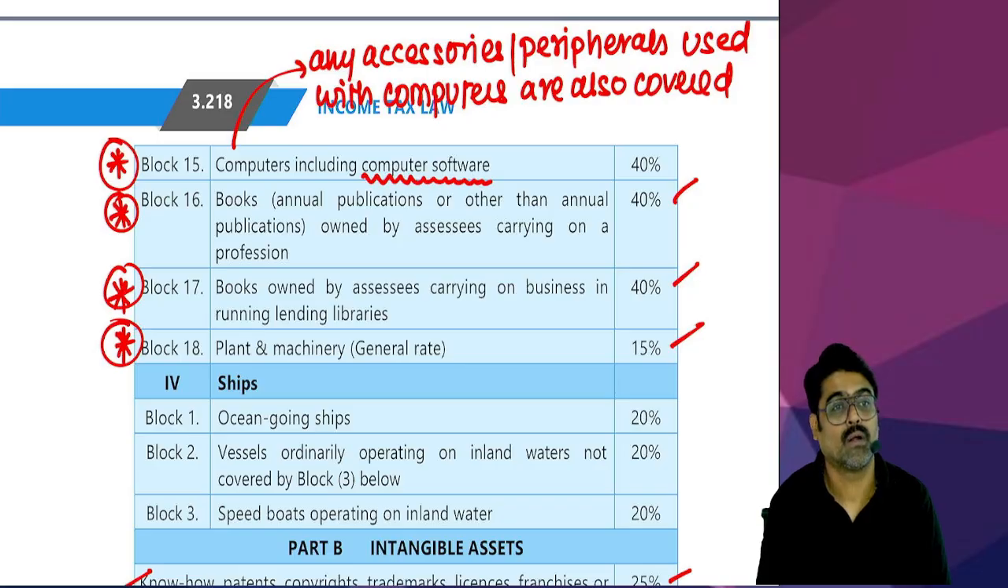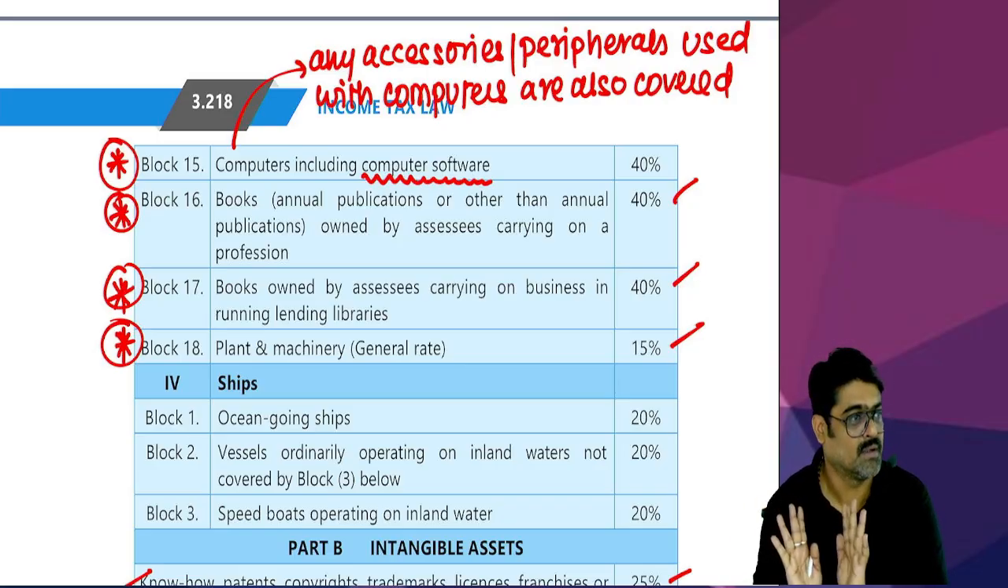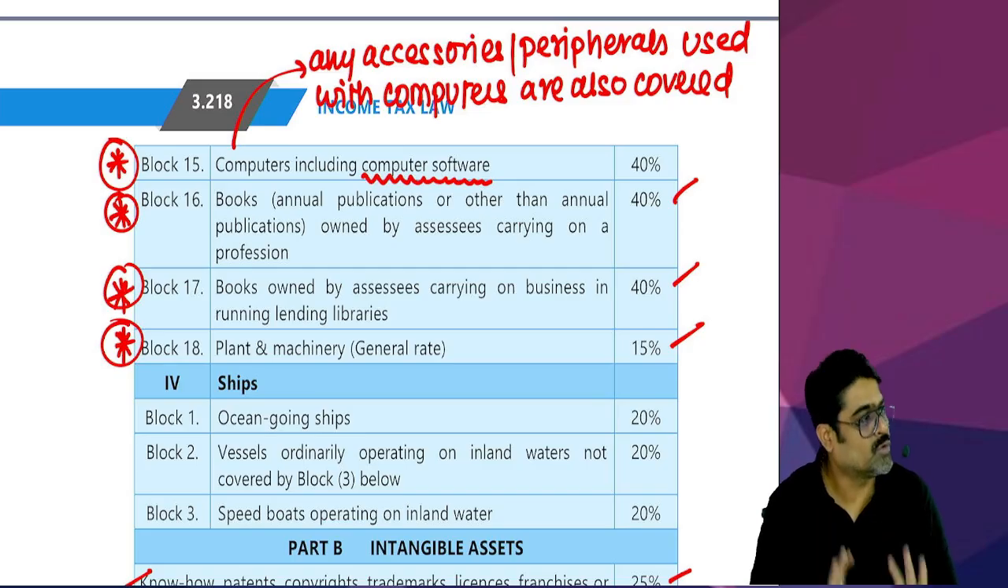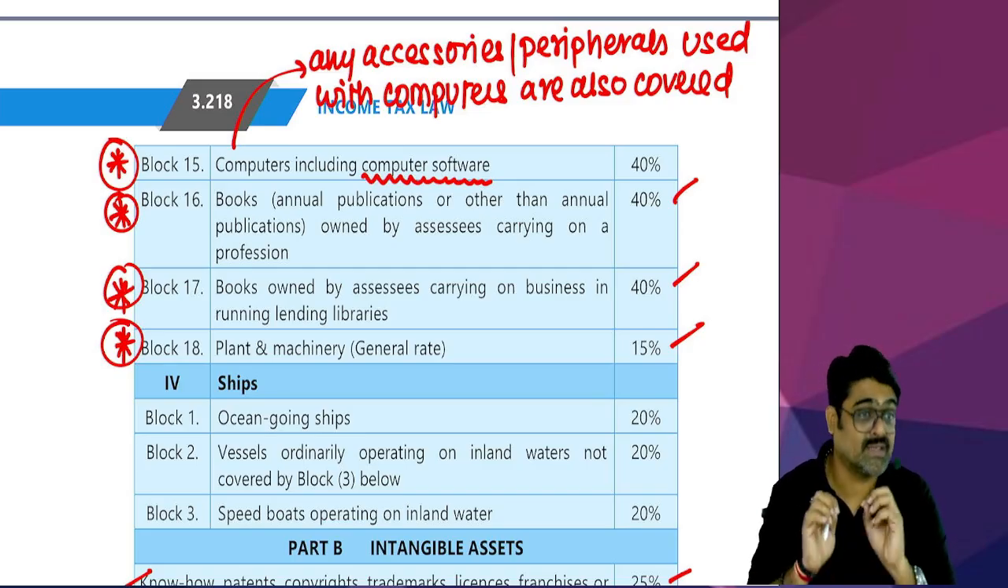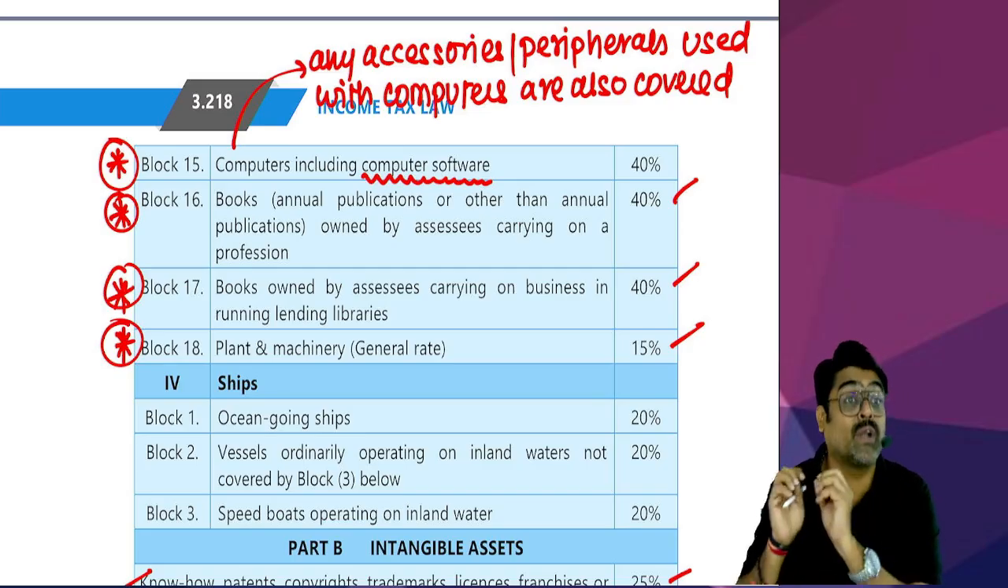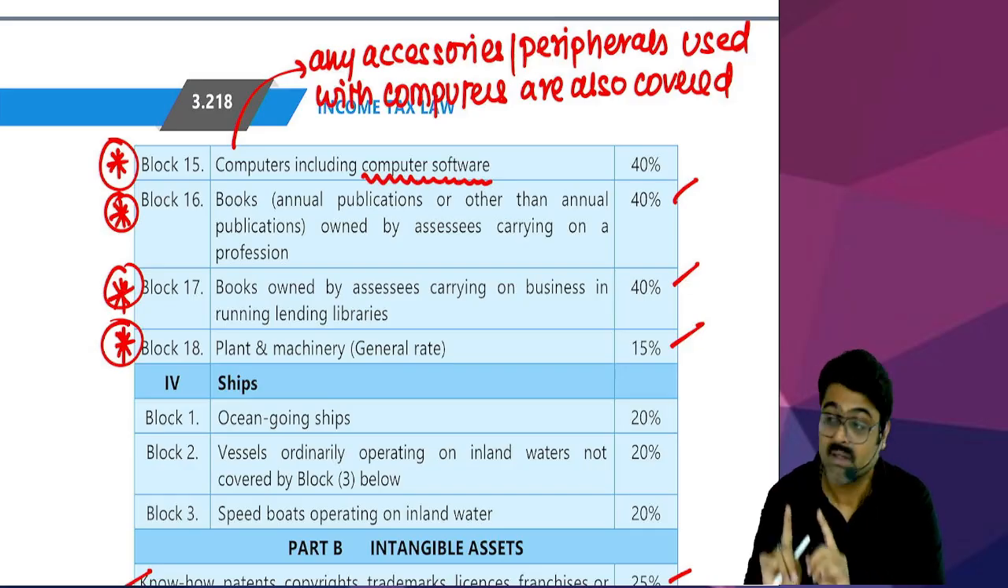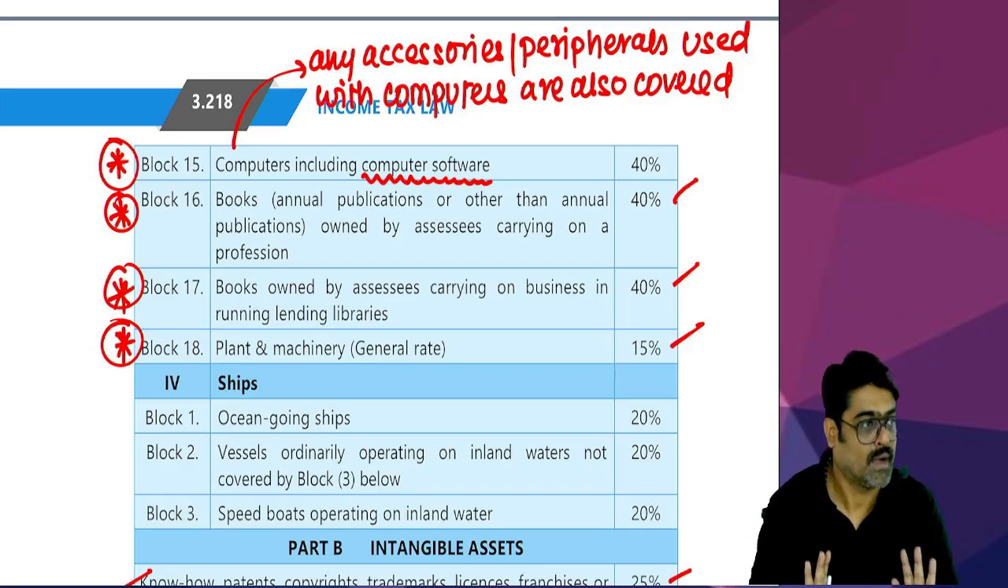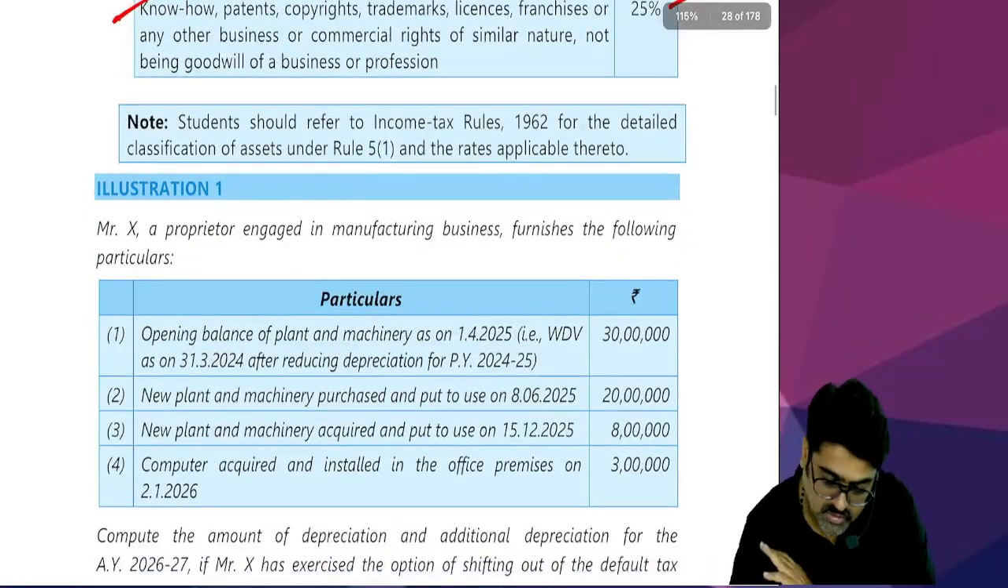Understanding or not? Please remember these rates. Very important. Usually the rates are given in the question itself, but sometimes they don't give. In that case, this will help you. Understood? So the rates are also done.